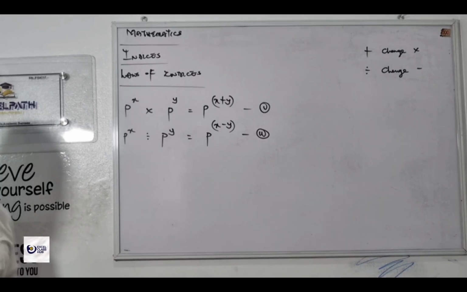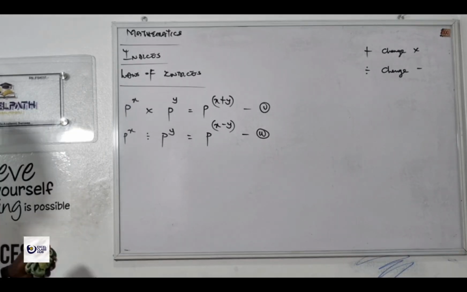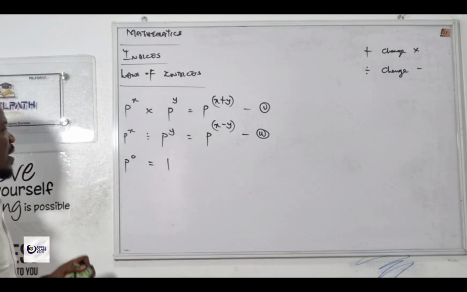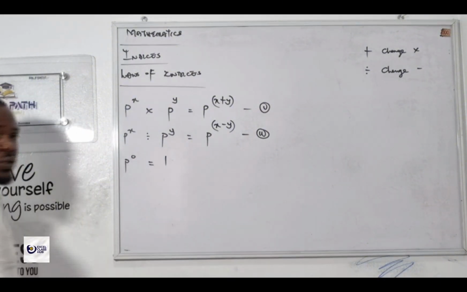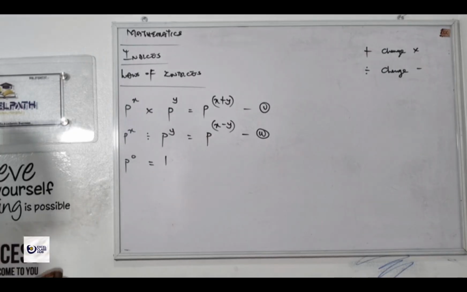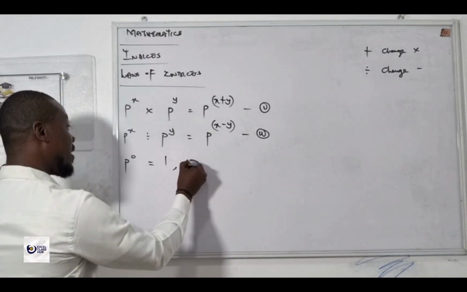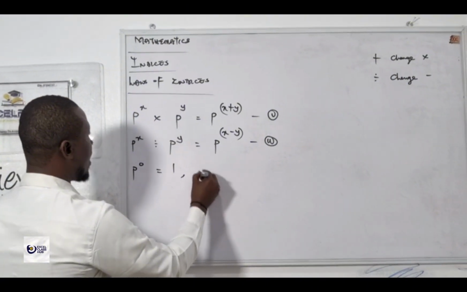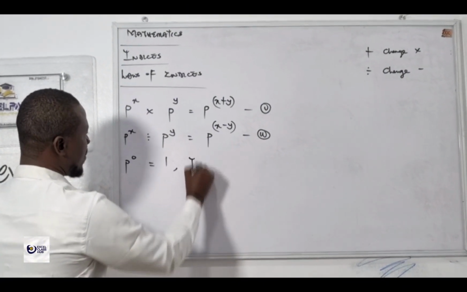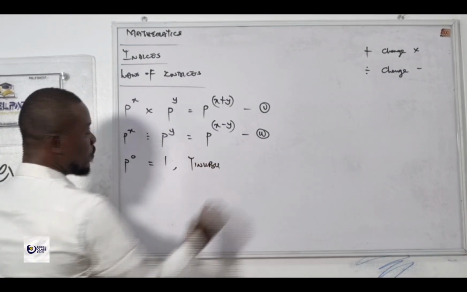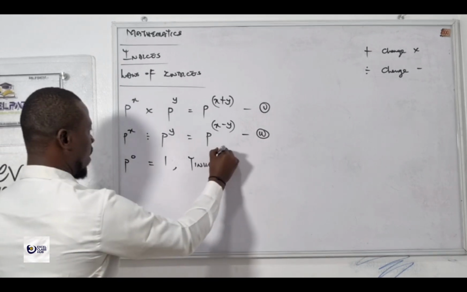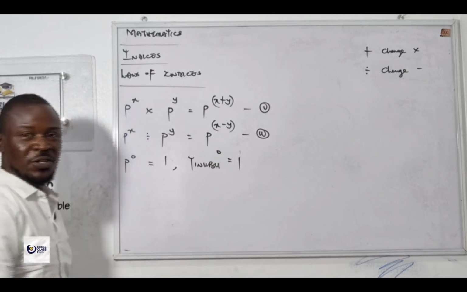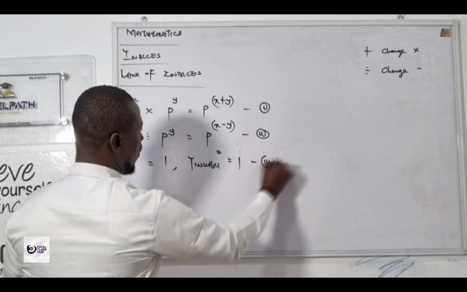Law 3: anything raised to the power of 0 gives us 1. Even if we write something like, let me use Tinubu for instance, Tinubu, who is the president, raised to the power of 0, it will still give you 1. So anything raised to the power of 0 is 1, which is law 3.